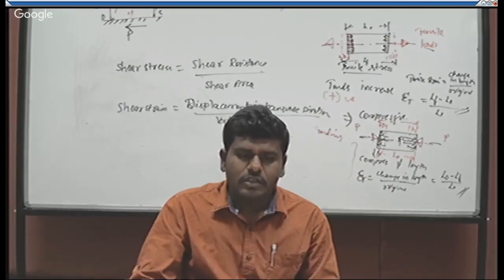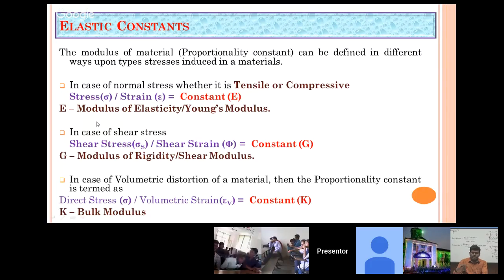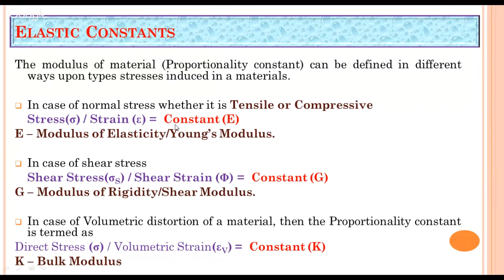From Hooke's law, it is concluded that the ratio of stress to corresponding strain is constant up to the proportionality limit. In case of direct or normal stresses, whether tensile or compressive, the proportionality constant is termed modulus of elasticity or Young's modulus. It is denoted by the letter E. So the ratio of stress to strain is equal to a constant, and this modulus of the material is an elastic constant, usually expressed in Newton per meter square.